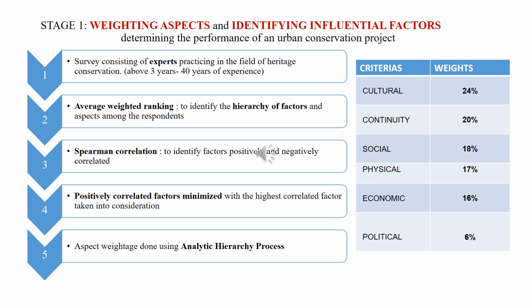Spearman correlation was done to identify factors that were positively and negatively correlated. The positively correlated factors were minimized, with the highest correlated factor taken into consideration. Finally, the aspect weightage was done using analytic hierarchy process. And from the study it was found that the aspects that were given the highest weightage were the cultural and the continuity aspect, as opposed to the physical or social aspects.